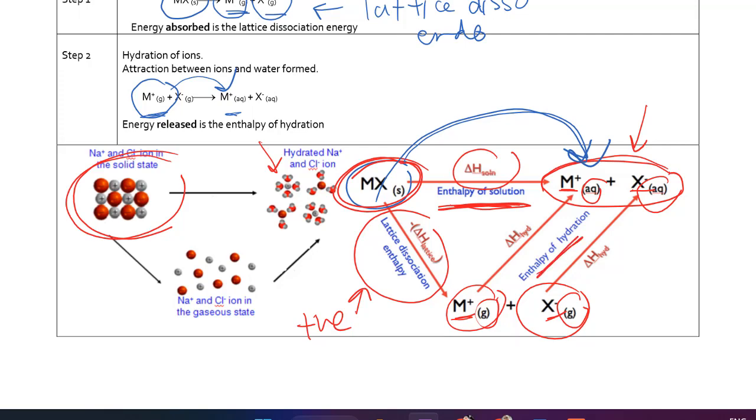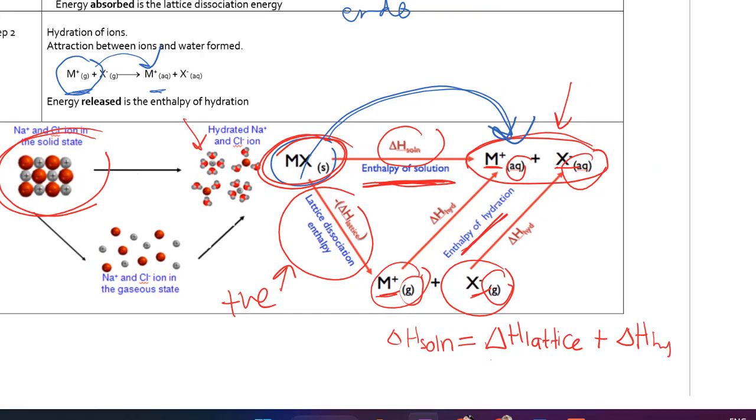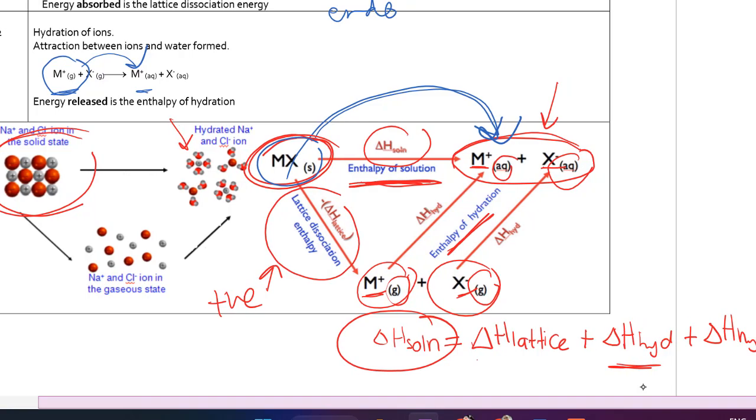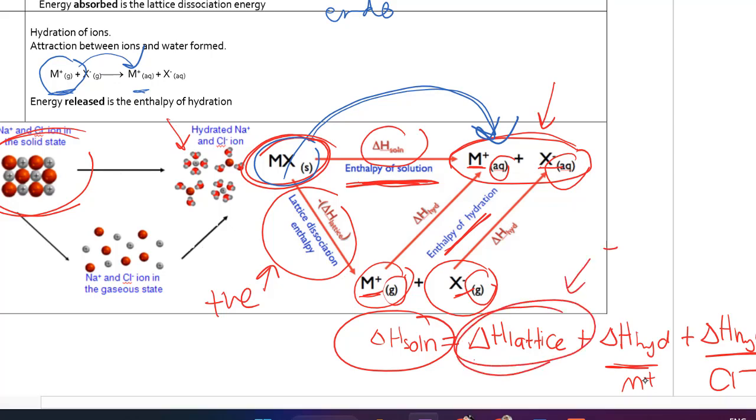According to Hess's law, enthalpy of solution is equal to lattice dissociation enthalpy plus hydration enthalpy, so solution is the subject. Hydration is referring to the positive charge ion and the negative charge ion. Please remember, lattice dissociation is always a positive value because it is referring to the dissociation process.